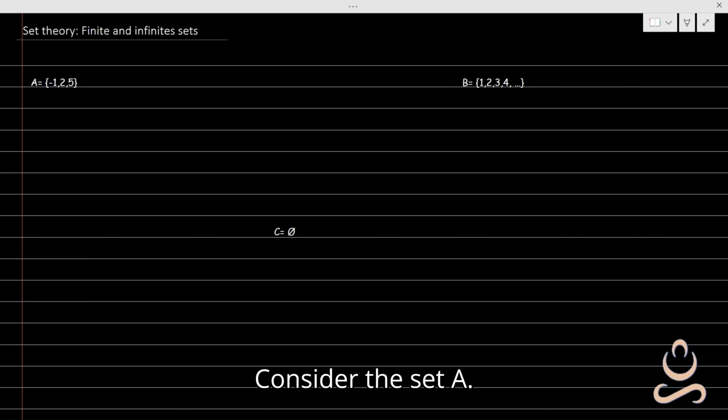Consider the set A. It has three members. So the cardinality of the set A is equal to 3. Now take another set B. Its members are 1, 2, 3, 4, and go on to infinity. The set C has 0 members. It's an empty set.